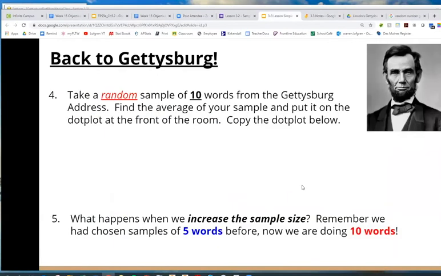Here comes our big idea then for the day. I'm going to have you guys actually take another sample of words from the Gettysburg Address. And you're going to do it the very same way that you did it the last time. The difference is you're going to take 10 words now randomly out of the Gettysburg Address. Okay? So remember the process.